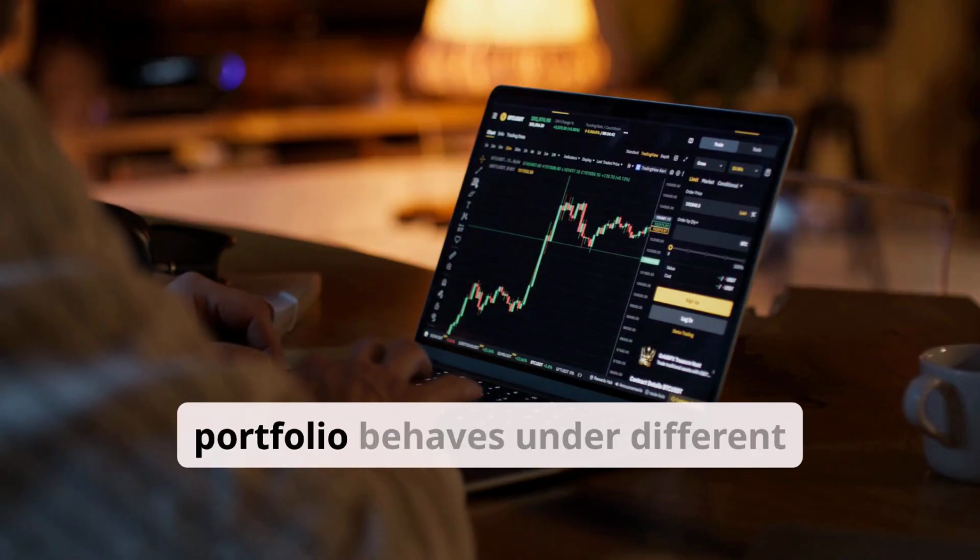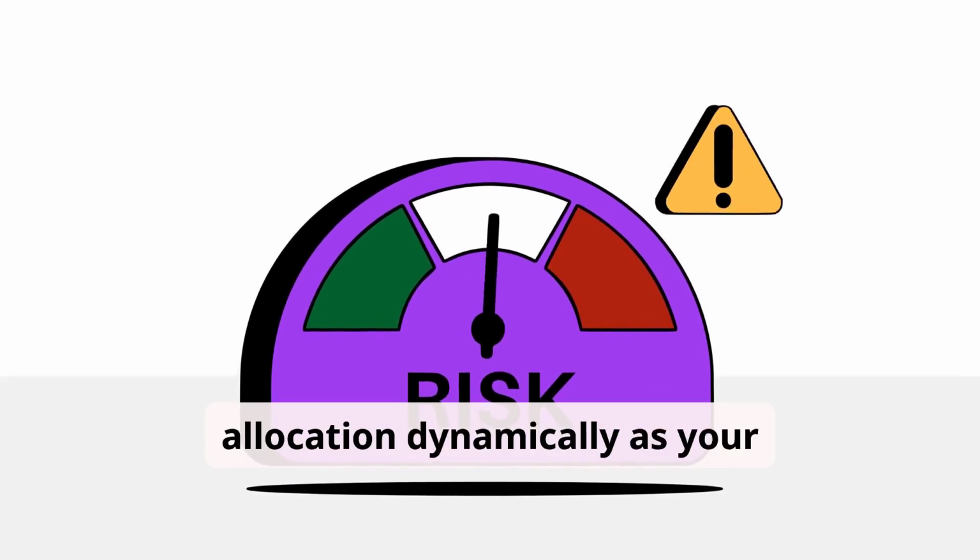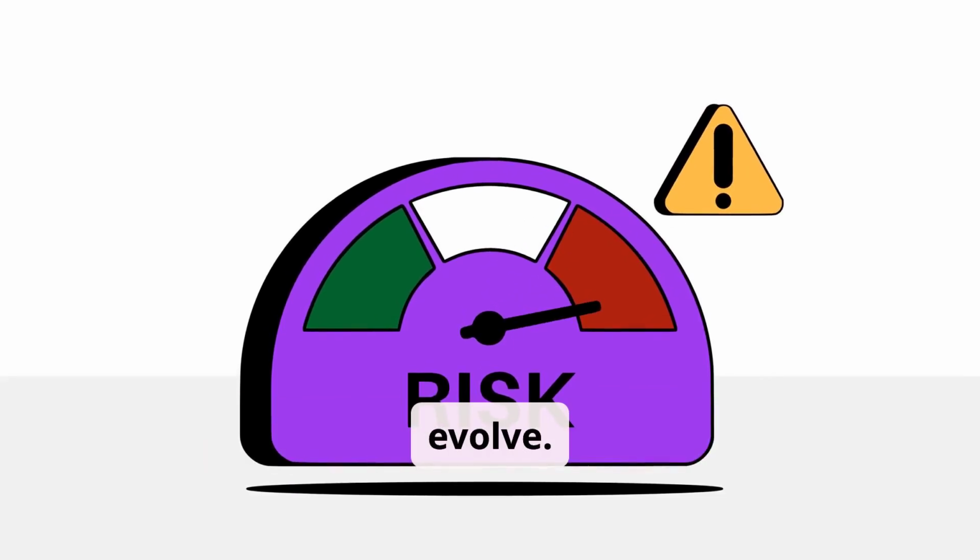Action step: stop thinking of allocation as set in stone. Test how your portfolio behaves under different conditions. Adjust allocation dynamically as your needs, markets, and risks evolve.